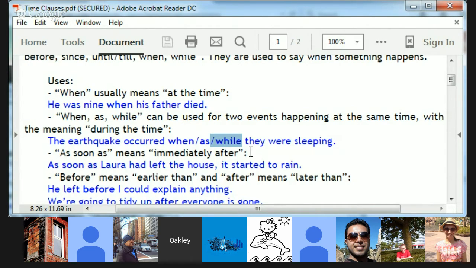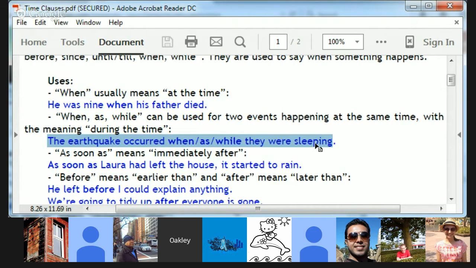Also, since I mentioned it, notice that these subordinate clauses, even our first example, he was 9 when his father died, you can always, in English, it's perfectly acceptable, normal, to put the subordinate clause first or second. I can equally say, when his father died, he was 9. I can equally say, they were sleeping when the earthquake occurred. When the earthquake occurred, they were sleeping.